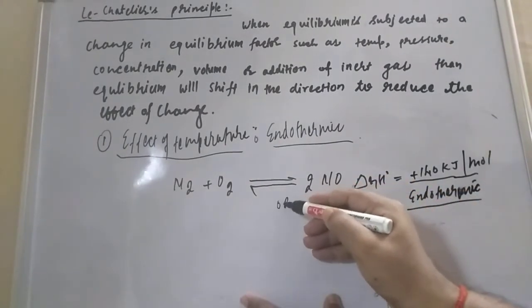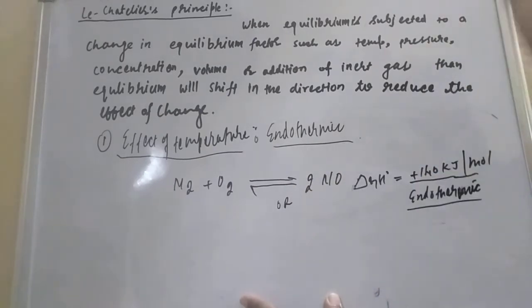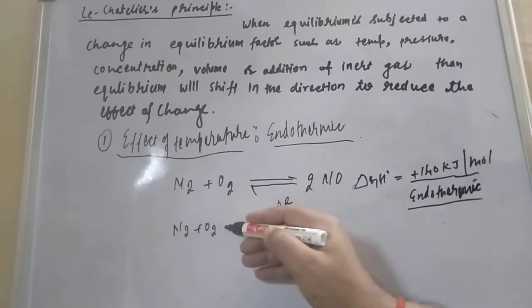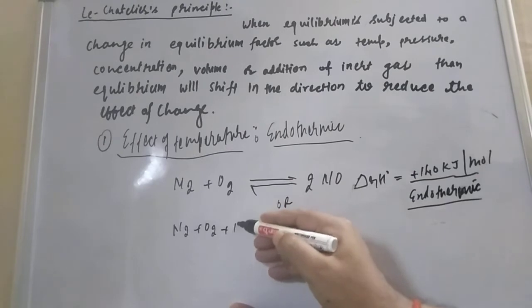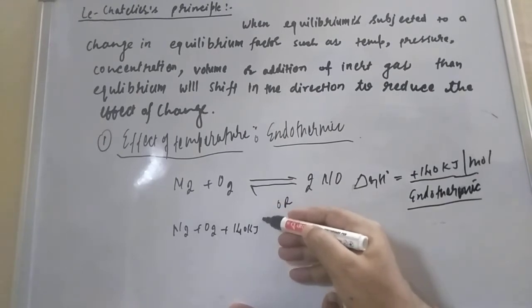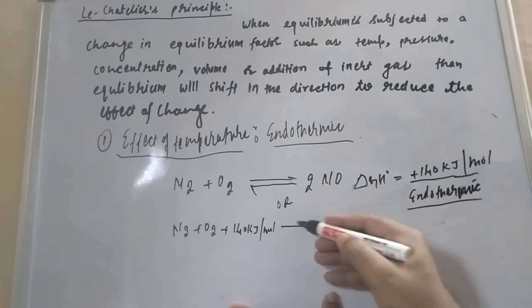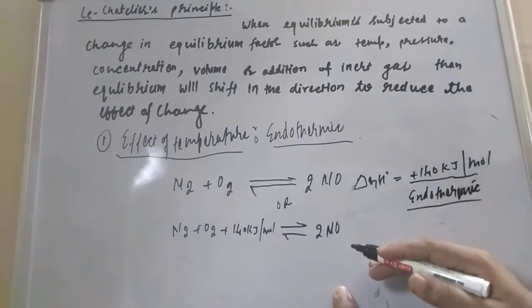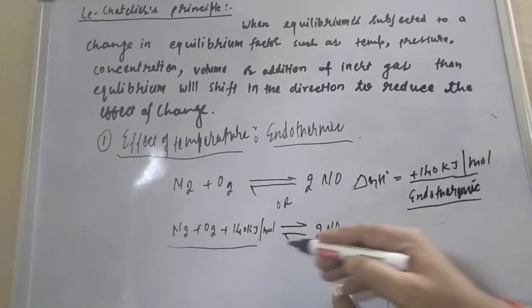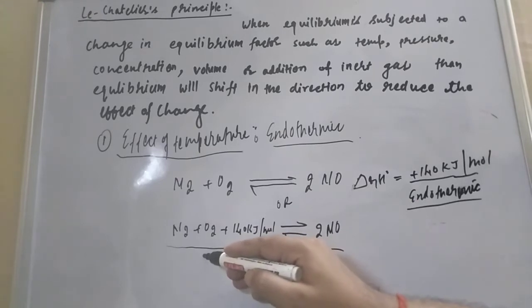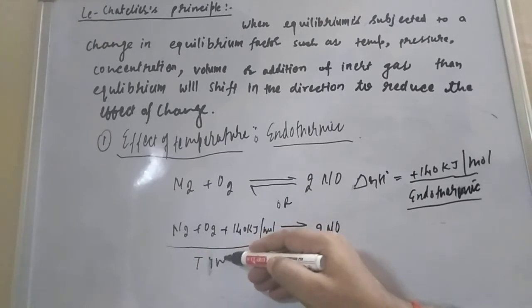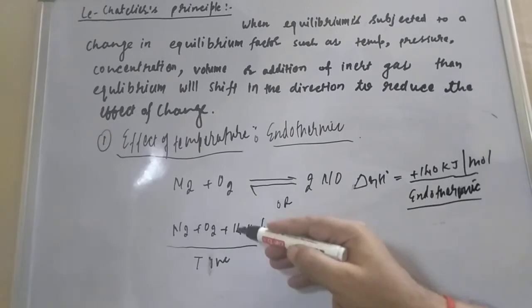This reaction can also be written in this format: N2 plus O2 plus the heat you are supplying, 140 kilojoule per mole, giving 2NO. Now you will be able to understand. If you are increasing the temperature, this side, the 140, is already there.